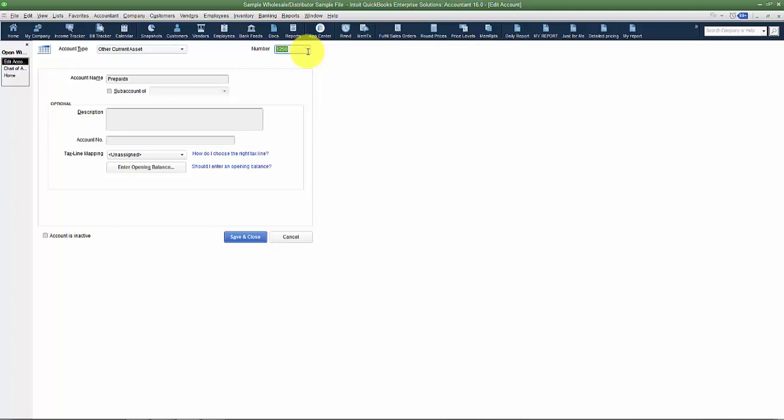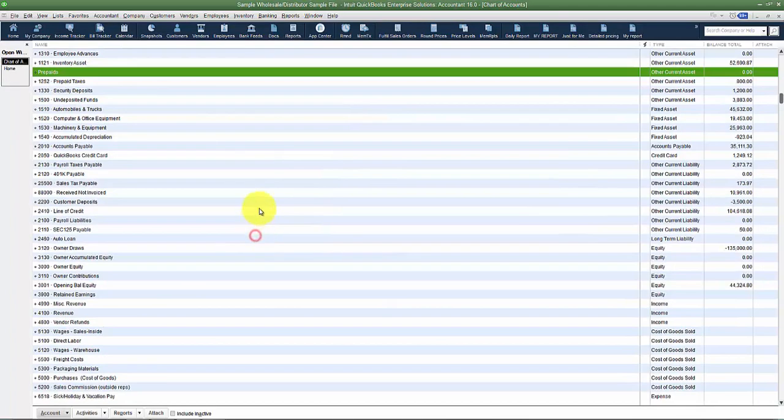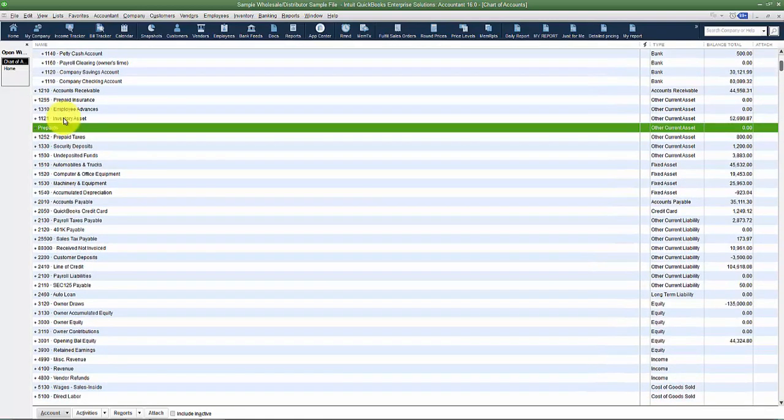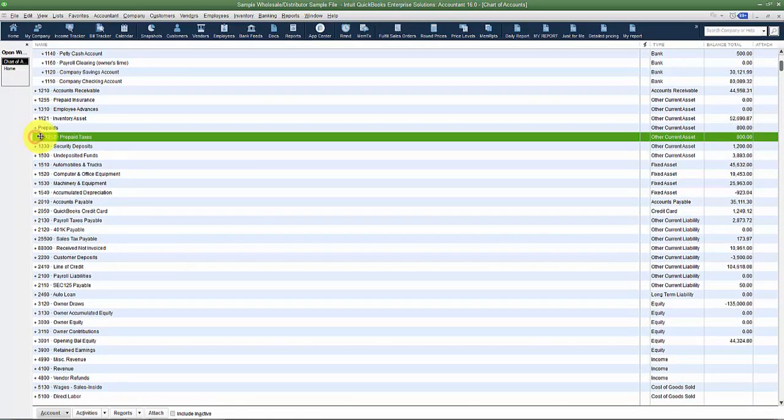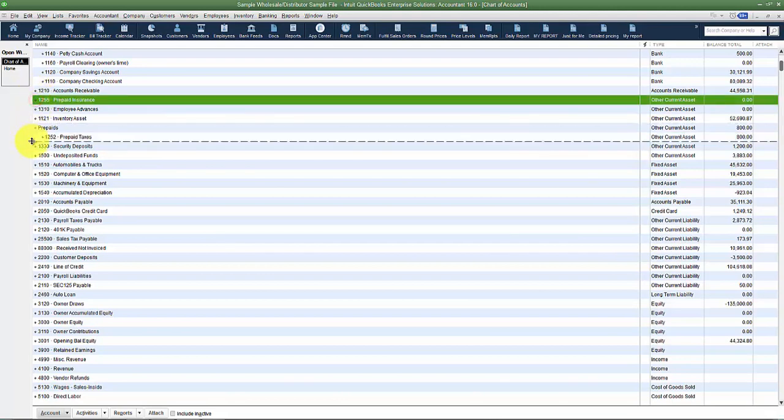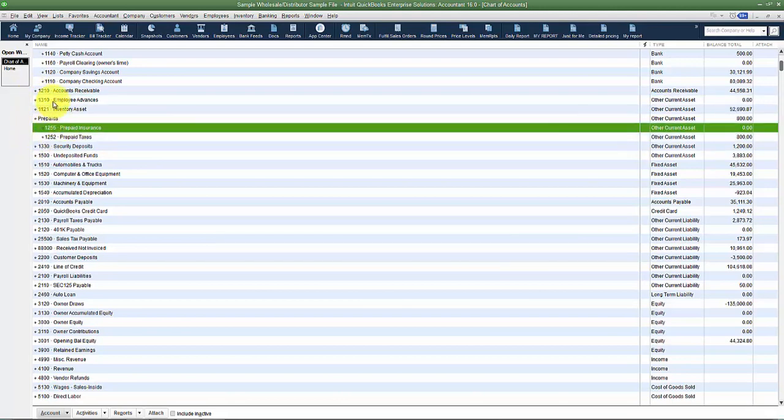Now, what I like to do to make sure that people are aware, if you're using account numbers for the header accounts, is I'll actually take the account numbers out, right? Because it's kind of an extra reminder: don't use this. So we'll come down here, prepaids. And I mean, it's going to sort in order, so it's going to go by the account number, or it's going to go alphabetical.